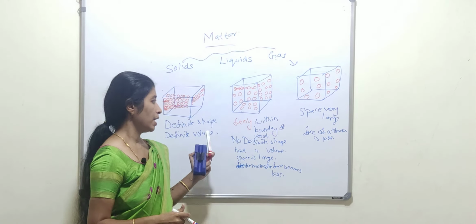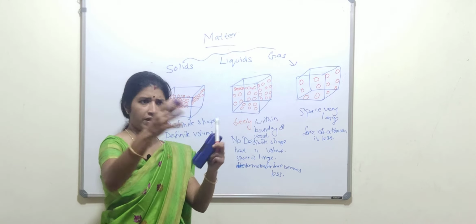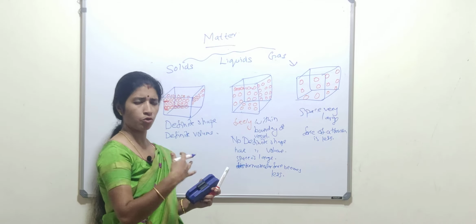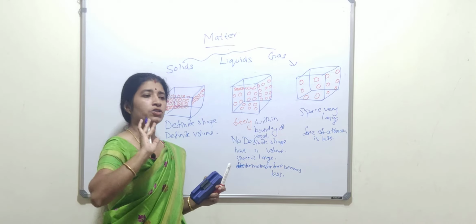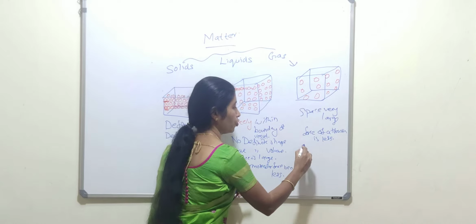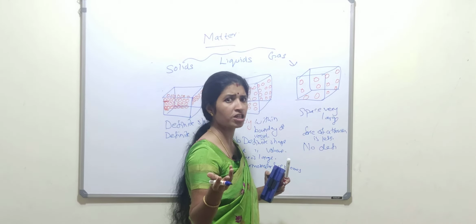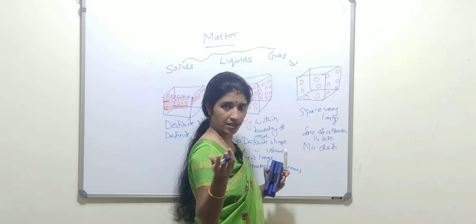Okay, so they can move everywhere in the space available to them. They can move randomly everywhere in the space available to them. So they have no definite shape and no definite volume. Does steam have any definite shape and volume? Okay, steam is in the gaseous form.